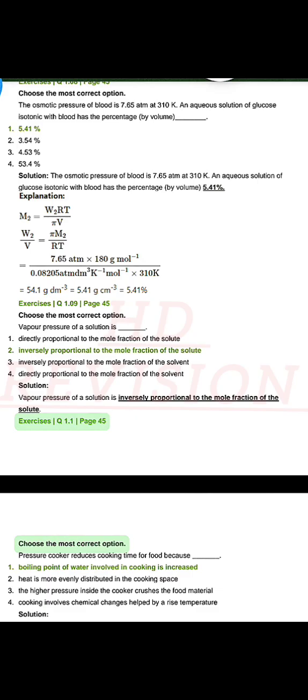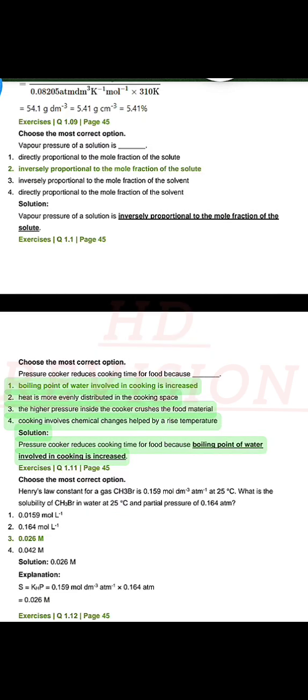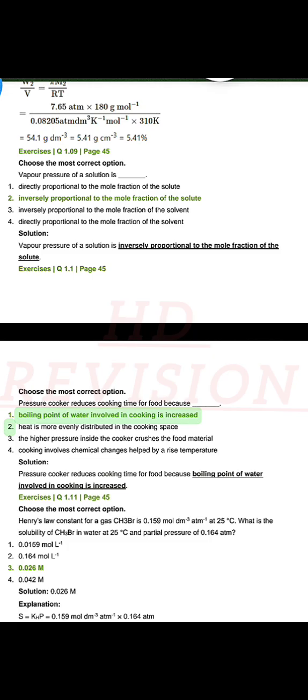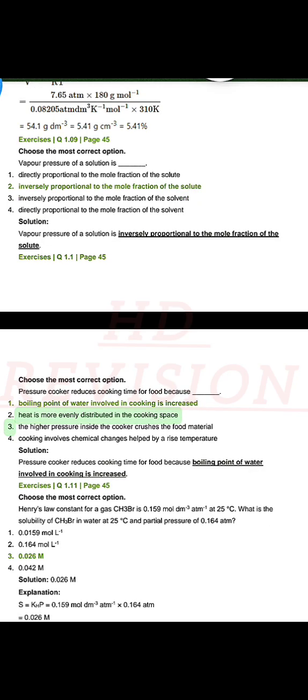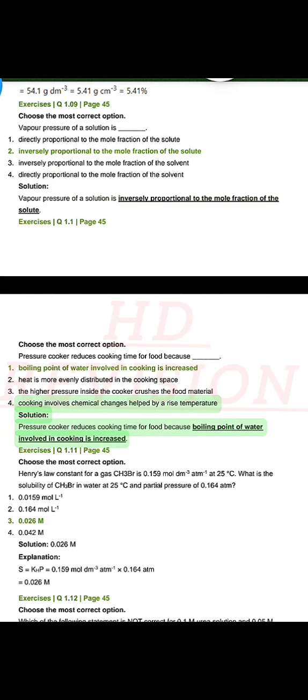Exercises Q1.10, page 45. Choose the most correct option. Pressure cooker reduces cooking time for food because: 1. Boiling point of water involved in cooking is increased. 2. Heat is more evenly distributed in the cooking space. 3. The higher pressure inside the cooker crushes the food material. 4. Cooking involves chemical changes helped by a rise in temperature. Solution: Pressure cooker reduces cooking time for food because boiling point of water involved in cooking is increased.